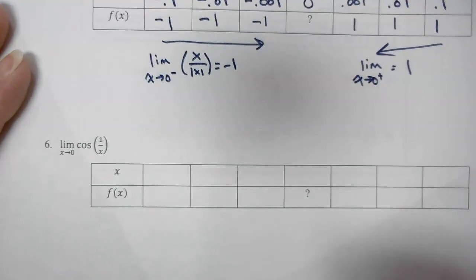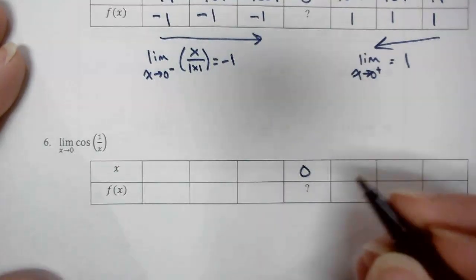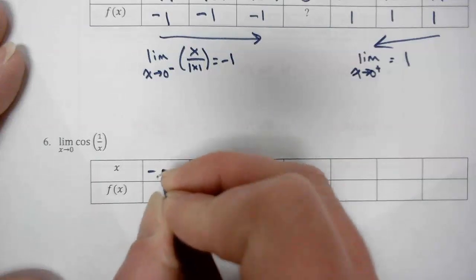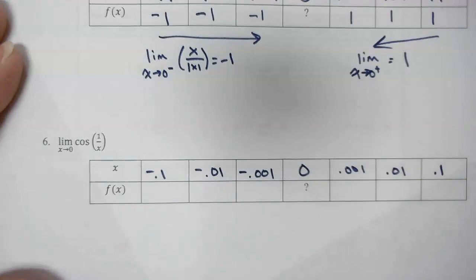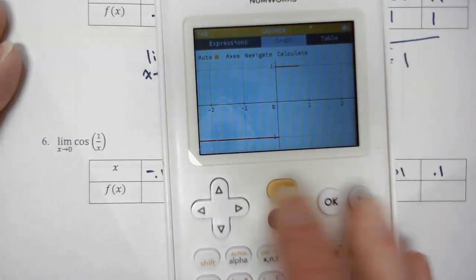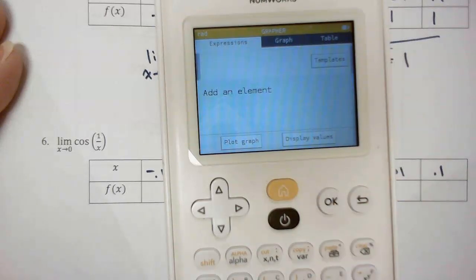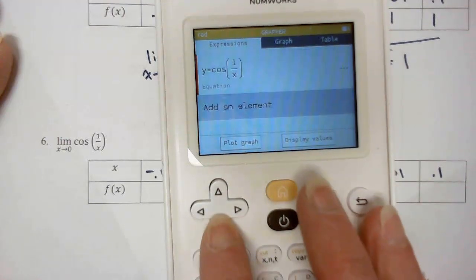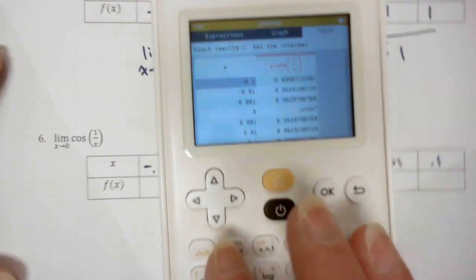All right, let's look at this last one here that we're filling in the table ourselves. And we're approaching 0 again. So let's change our function. I'm doing the back arrow, expressions, and you can just delete it and type in cosine of 1 over x. Notice I didn't put the y equals, but it'll do it for me. So that's nice to know. I'm going to go to display values, and we already had it set.